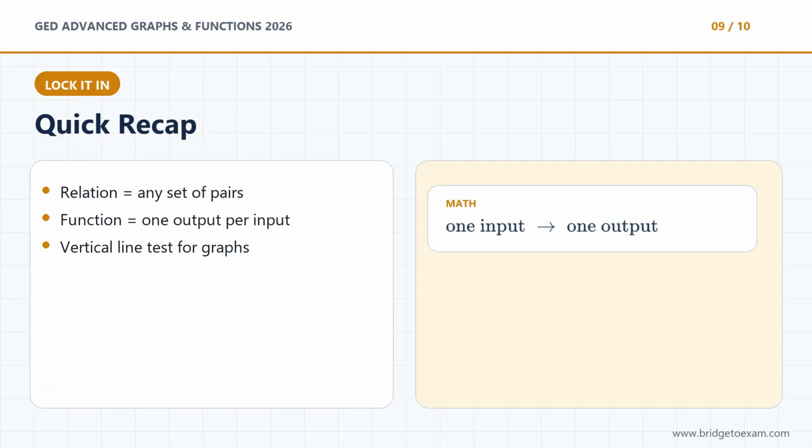Let's lock it in. A relation is any set of pairs. It becomes a function when each input has exactly one output. Repeated outputs are fine. Repeated inputs with different outputs are not. And on a graph, the vertical line test decides in seconds. You now hold the key idea of the entire course.